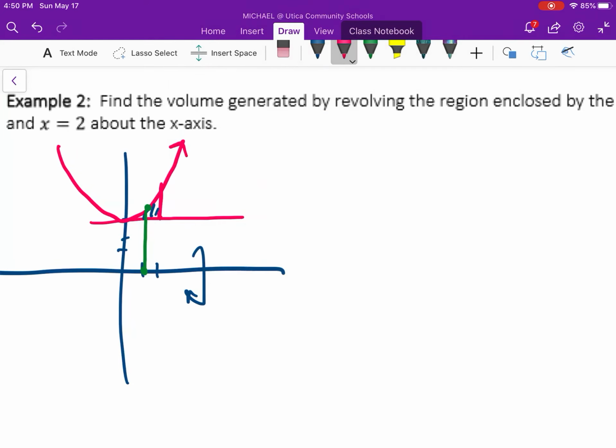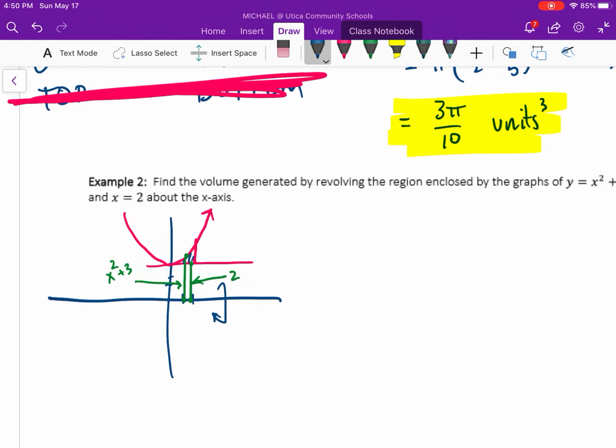So let's go outside distance is that, and inside distance would be from there to there. Okay, so this distance here is going to be that function value, x squared plus 3. That's what it is. It's the distance from that line to the curve. And this function value is 2. It's always 2. It's a straight line. That distance is always going to be 2.